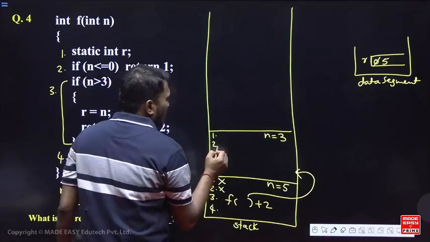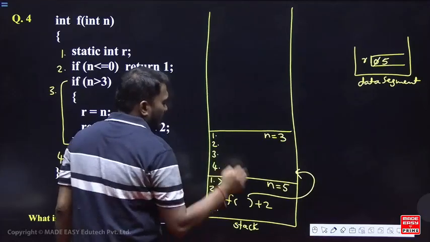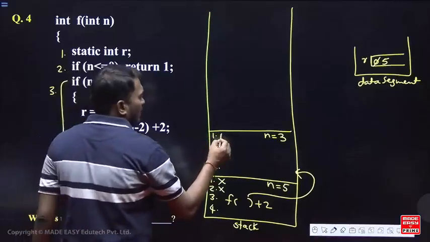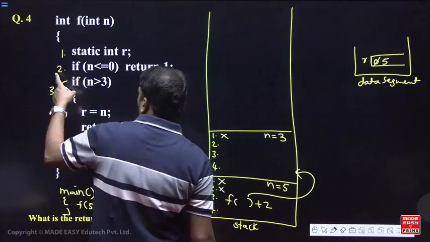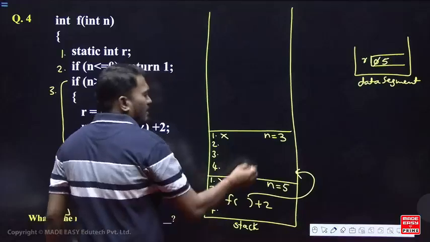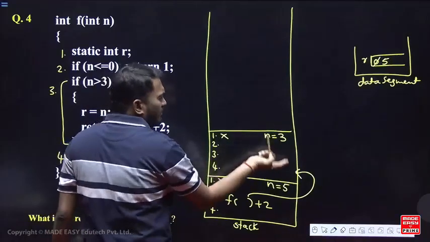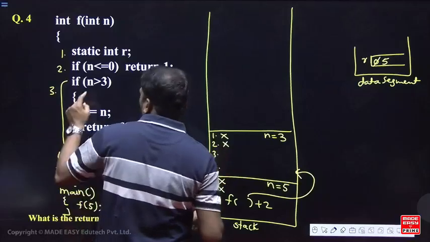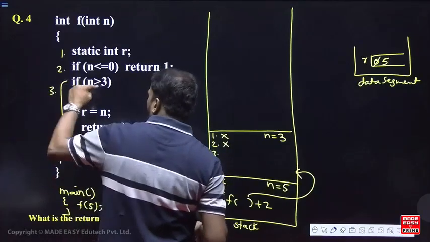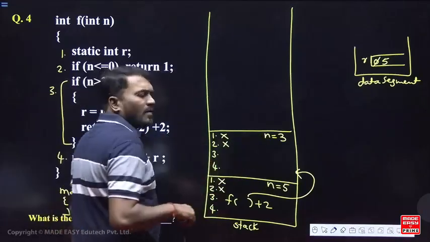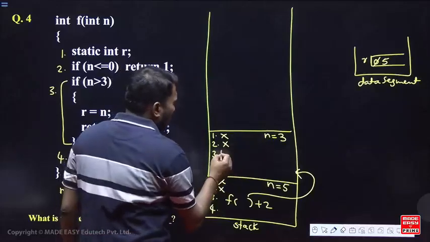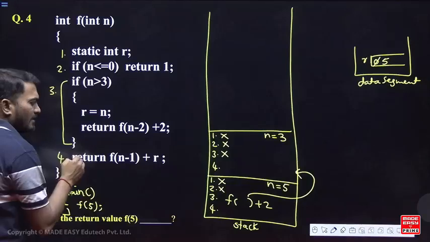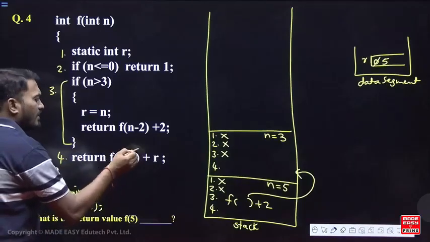And again, how many statements do you need to execute? Same 4 statements. Now, what is the first statement? Static. On seeing static, what will it do? It will skip. Now, second statement, n less than or equal to 0, return 1. Is it true or false? False, because n value is 3, so this is not done. Next, third statement, if n greater than 3. True or false? False, because n value is 3, so this is not done. And directly you execute the fourth statement, return f of n minus 1 plus r.